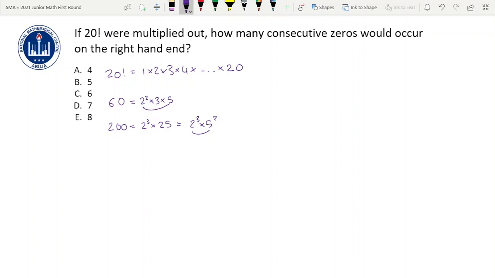So the point I'm making here is that if you know the power of 5 in the prime factorization of a number, and the power of 2 in the prime factorization of a number, then you can tell how many zeros that number will have on the right-hand end of it.